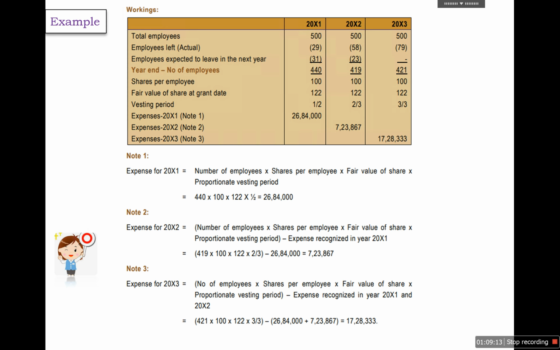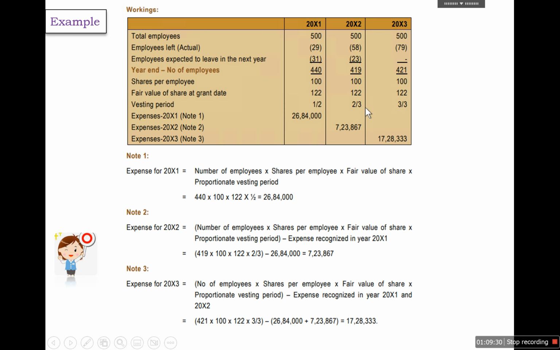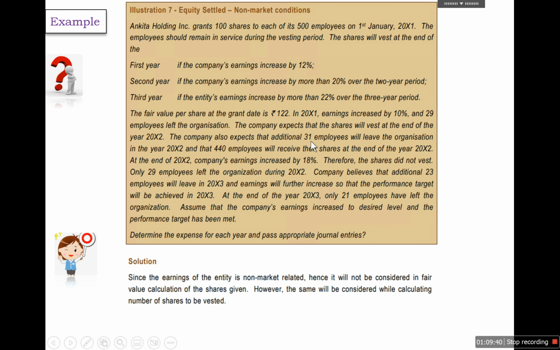At the end of the second year, when we have not achieved the target, management said that company believes that additional 23 will leave and the earning will further increase so that performance target will be achieved in X3. So now the vesting period has become 3. So of 500 employees, 58 have left, 29 in last year, and 29 have 31.